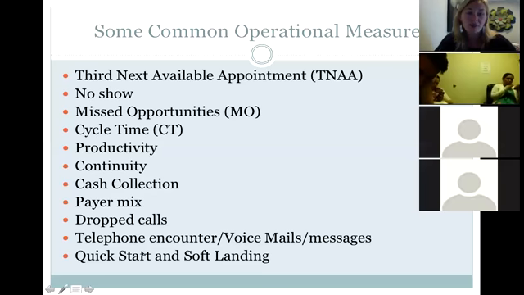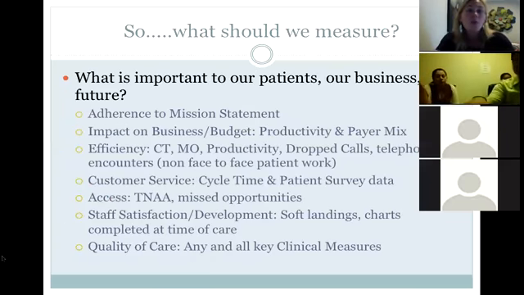And then Quick Start and Soft Landing, that's what you were referring to, Paula, in terms of a metric you had on your dashboard, right? Right. Great. Excellent. Telephone encounters and messages are another great thing to have on a dashboard as well, especially if you're getting killed by messages and extra work. So when you think about your dashboard and what you want on it, which you're going to have to do at Learning Session 4 and after, you guys dialing?